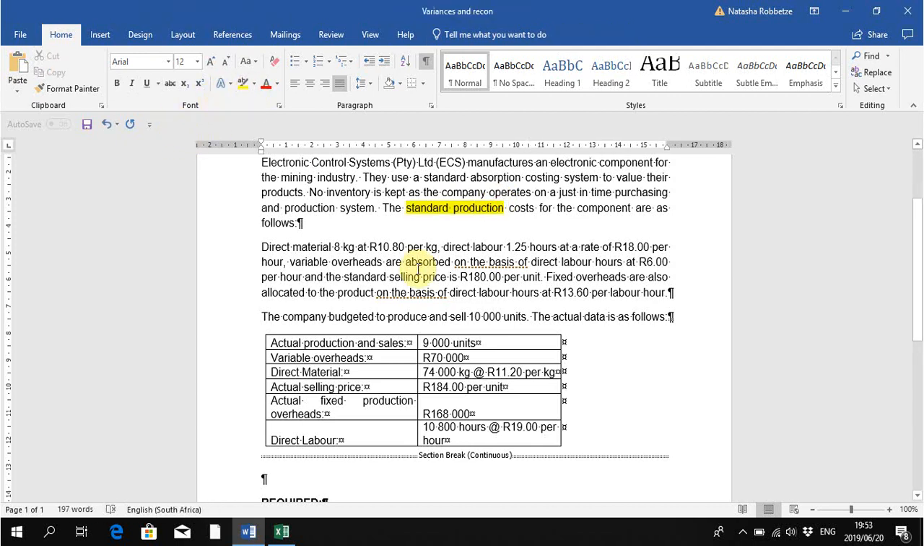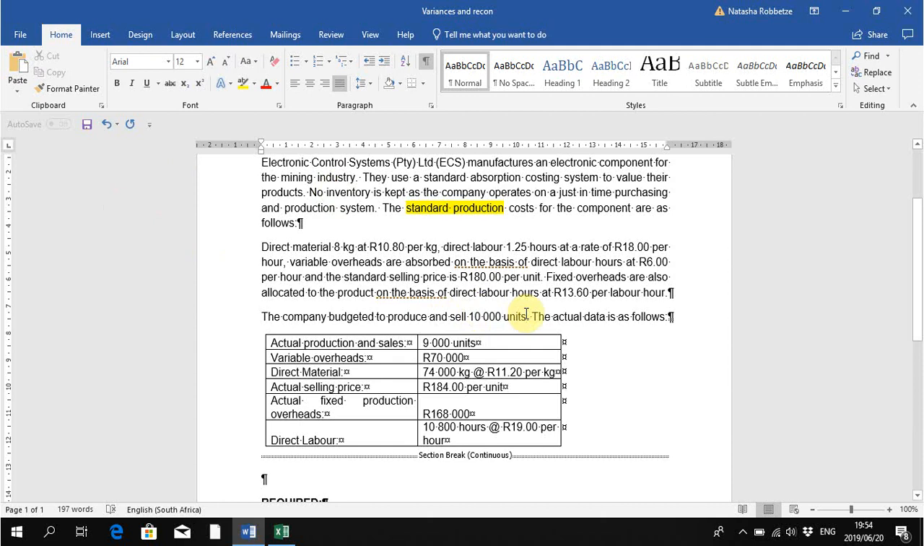So they say for direct material, it's 8 kilograms at 10 Rand 80 per kilogram. The direct labor is 1.25 hours at 18 Rand per hour. The variable overheads is absorbed on the basis of direct labor hours at 6 Rand per hour, and the standard selling price is 180 Rand for a unit. Then the fixed overheads are also allocated to the product on the basis of direct labor hours at 13 Rand 60 cents per labor hour. Then they give you the budgeted production and sales, and they say it's calculated to be 10,000 units.